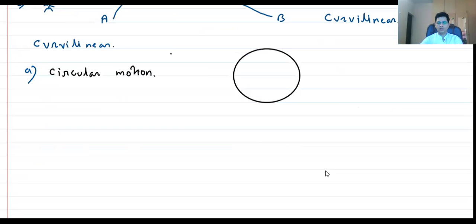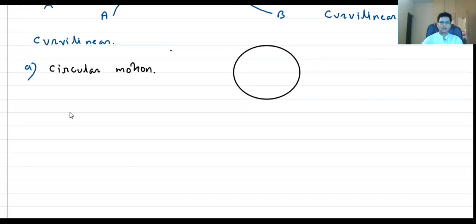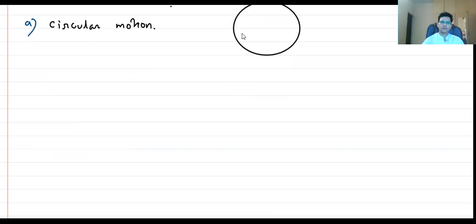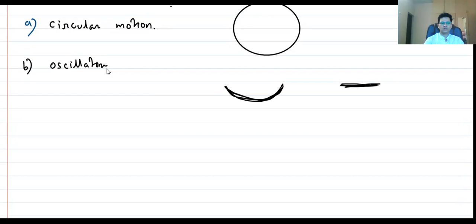Now suppose instead of just going in a circle, you move like this, to and fro, to and fro, to and fro. So this is called oscillatory motion. Okay, got it? Yes or no?